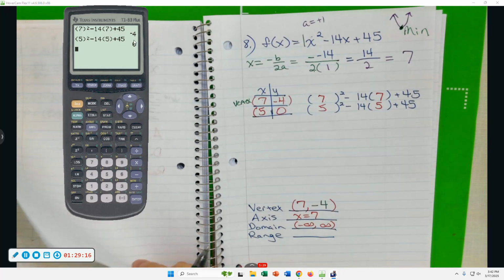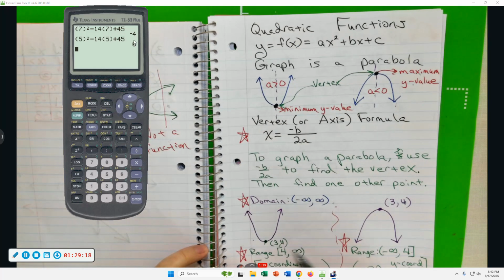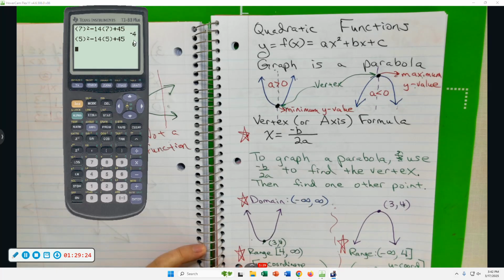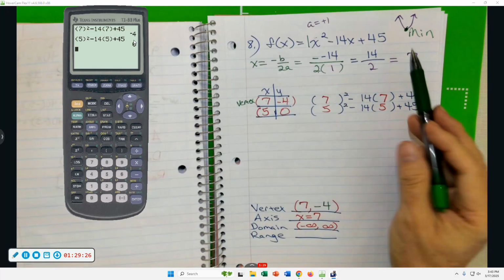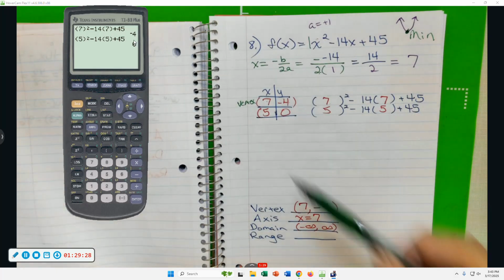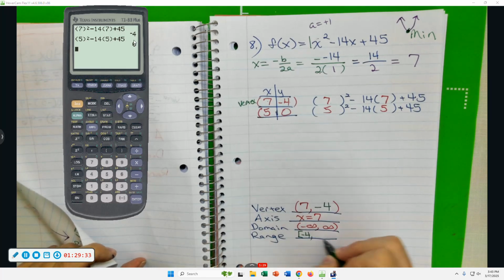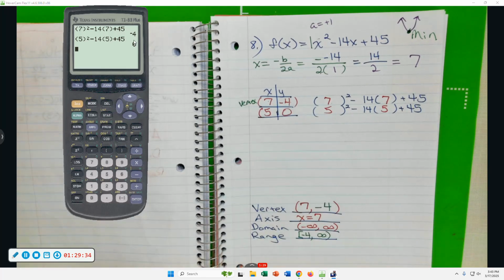So remember I said the range, the y coordinate of the vertex, that'll be the smallest y value on the graph. The smallest y value on this graph is going to be negative 4 to positive infinity.